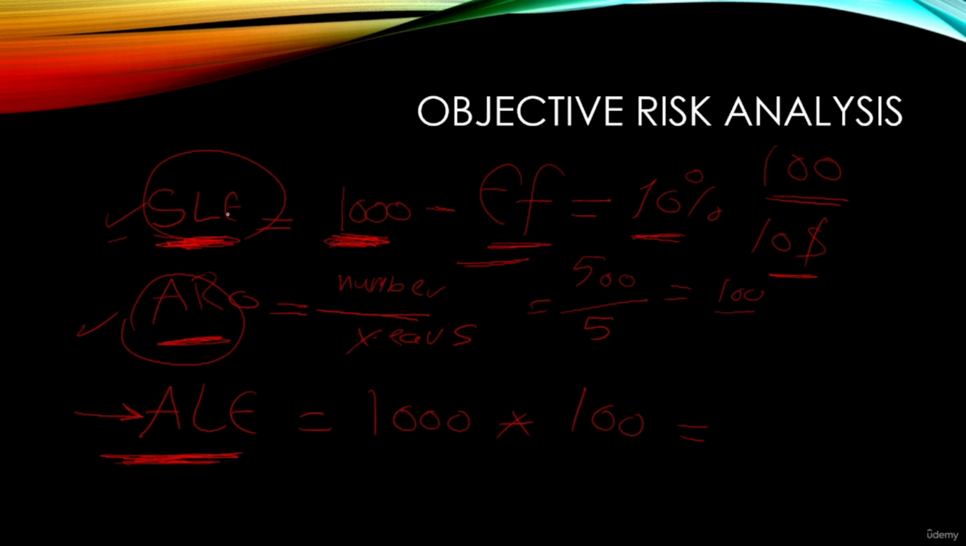In the exam questions, you may find the SLE is already known and ARO is already known, and what is needed is to derive the value of annual loss expectancy. Why do you need to do so? Because you need to understand that whenever you select a control or decide to make an investment in order to mitigate a specific risk, you need to make sure that the control cost does not exceed the losses caused by the risk.